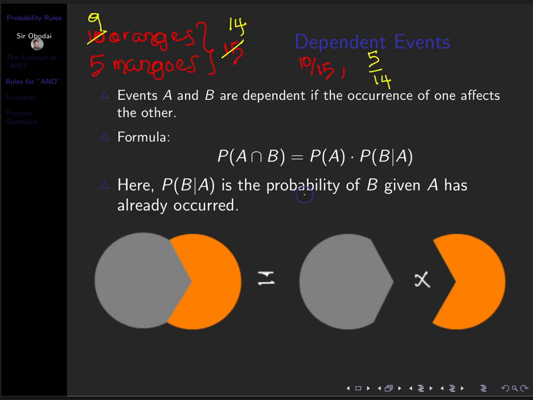So you realize that the second probability depends on what has already occurred, right?